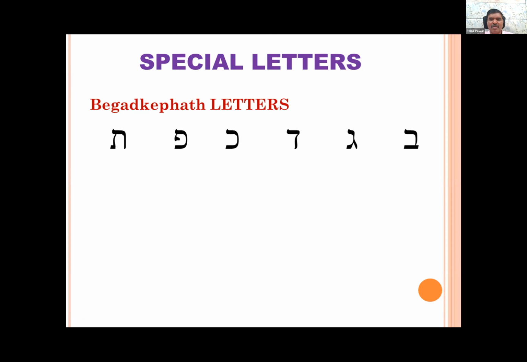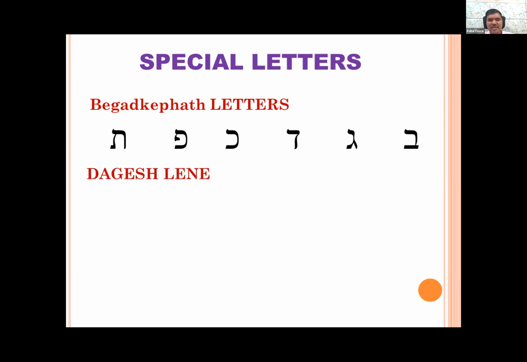So Begadkefat. Before dagesh, these six letters are called Begadkefat letters. Why? Because when these letters are at the beginning of a word or at the beginning of a syllable, they can take a dagesh, that is, a dot. And when they take a dagesh, these letters are hardened. Before taking a dagesh, these letters are called spirants.